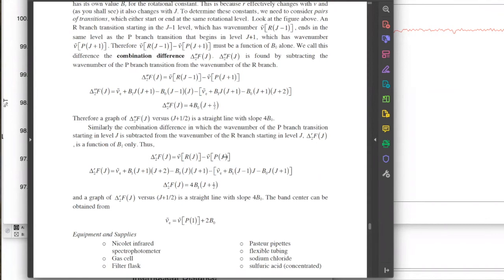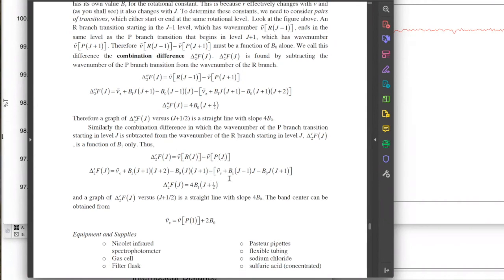So imagine this. This is actually one time it's easy to do something in Excel. You make one column that is the value of J. You make another column that is the value of the R branch transitions for that value of J. And you make another column that is the P branch transitions as a function of J. And you just subtract those two columns from each other. That is what this calculation corresponds to.